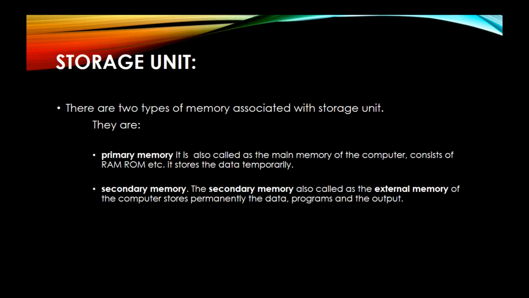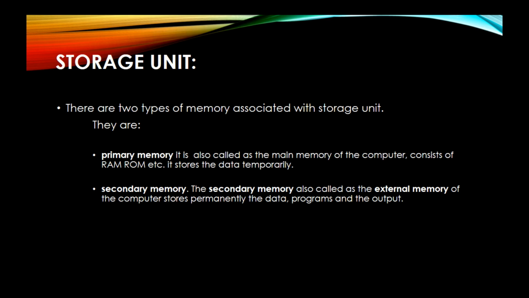Storage unit. There are two types of storage unit. Those are primary storage unit and secondary storage unit. The primary storage unit is a temporary storage unit. It saves the data temporarily. If the computer is shut down at once, the data stored in primary storage gets erased. For example, primary storage units are RAM and ROM.